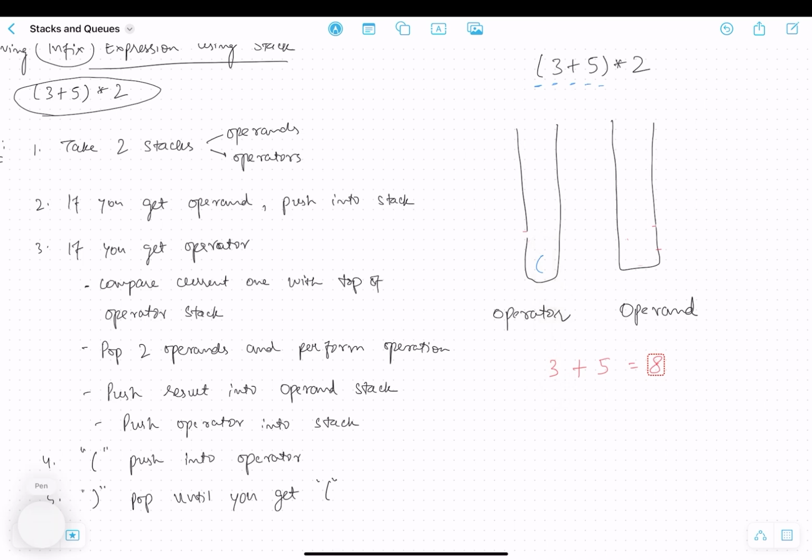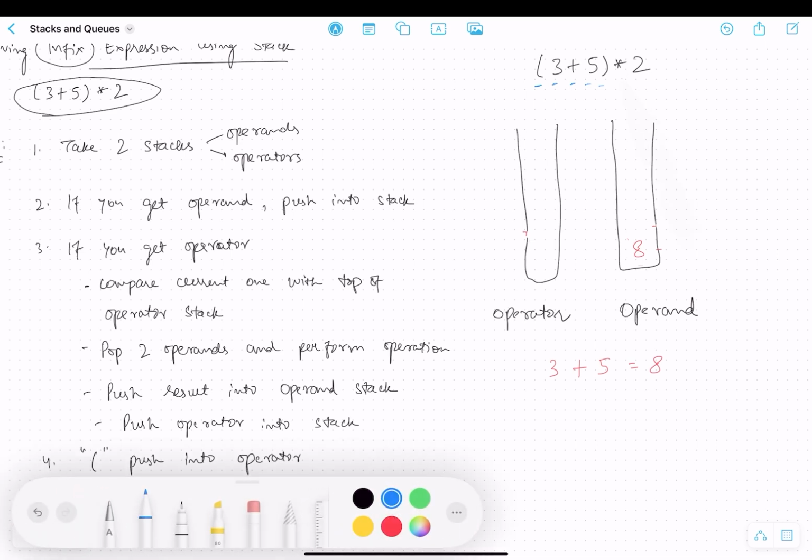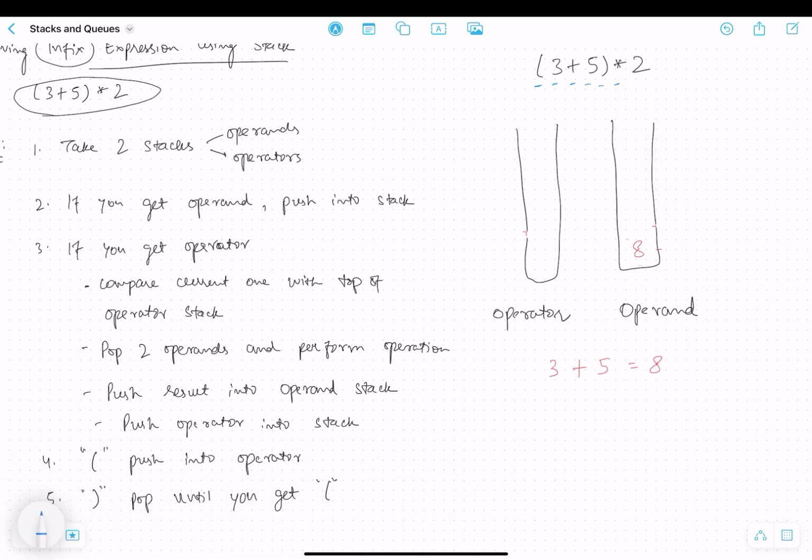Right, and our result 8 will be pushed into the stack, and then finally we have to ignore the starting parenthesis also, because till that we have to pop. So our next is multiply. This one we will push here, and our next is 2. We will push here. Now we have done our expression.